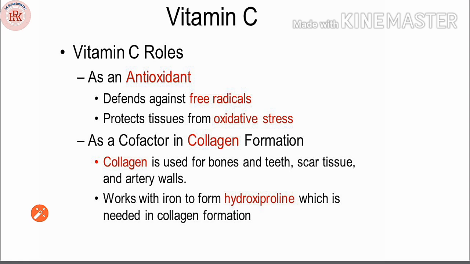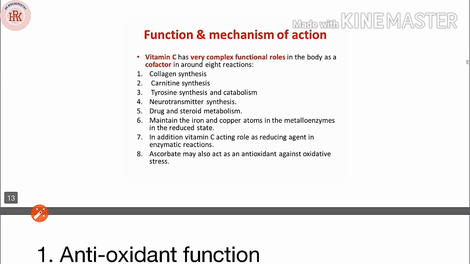Okay. Now coming to all the functions of vitamin C. Vitamin C has many functions, like it is required for collagen synthesis, carnitine synthesis, tyrosine metabolism and catabolism, neurotransmitter synthesis, drug and steroid metabolism. It also maintains iron and copper in the ferrous, reduced state. In addition, vitamin C also acts as a reducing agent in many enzymatic reactions. And in the last, as I said earlier, it is a potent antioxidant. It is a lipid phase antioxidant. Okay. So now coming to each function one by one.